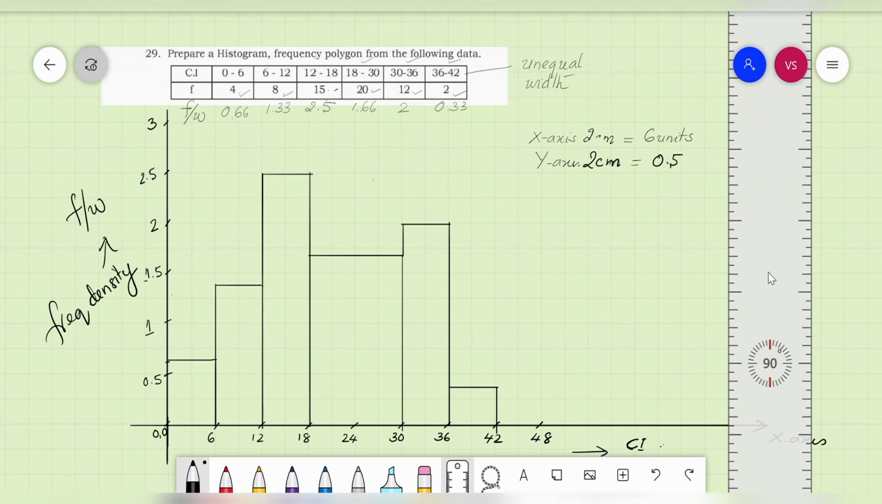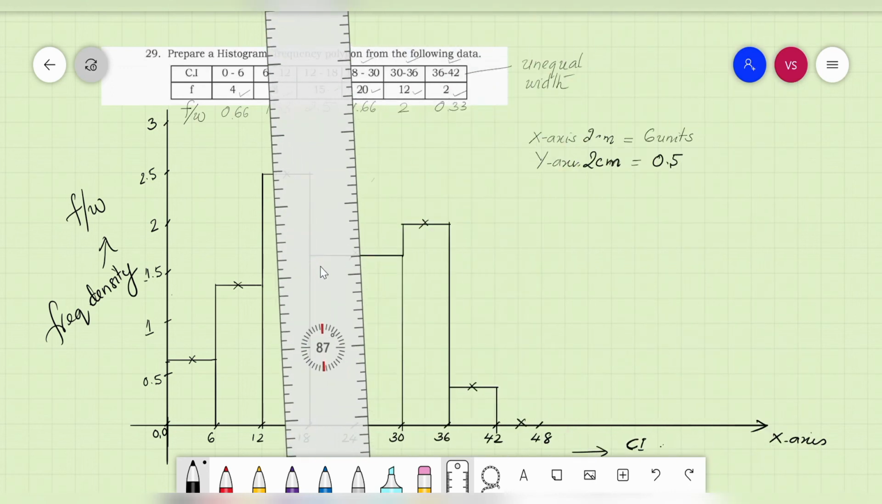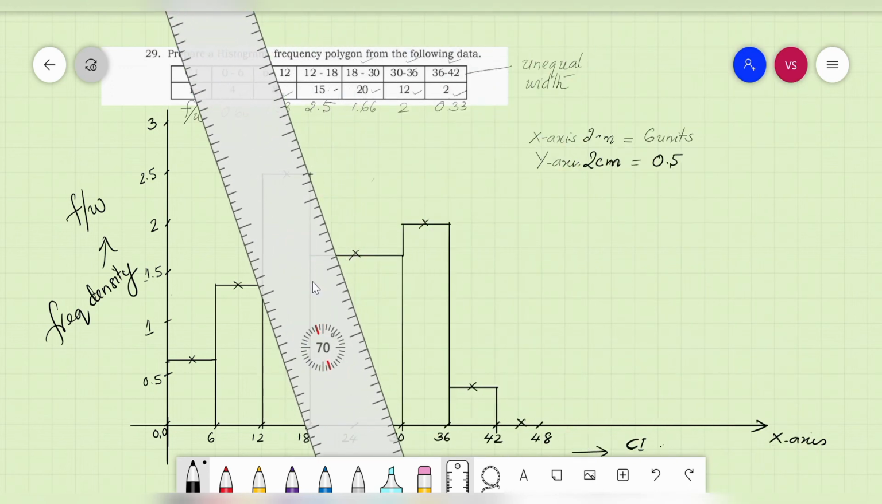Now we are supposed to plot the polygon. So what we'll do is take the upper side of each rectangle, take the middle of it and put a mark. Here also just a mark, here a mark, here a mark, and here a mark, and probably here one mark. Then we will join all these points with straight lines, students.